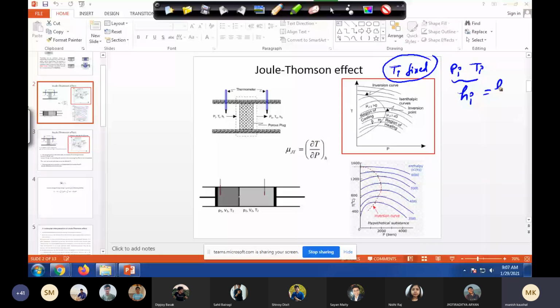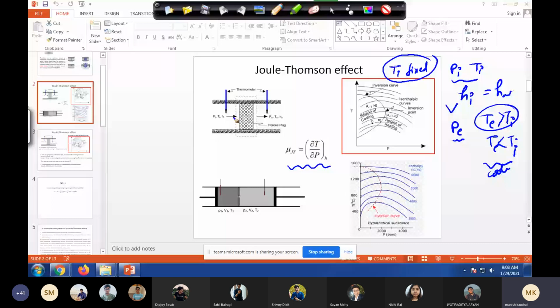Obviously this gas will expand to some pressure P, which is less than P_i, and T can be greater than T_i, and T can be less than T_i also. So this is the cooling regime, and this is heating. That is marked here. And that's why I define this Joule-Thomson coefficient, which is nothing but dou T by dou P at constant H. With this, now we'll dive into the problems.